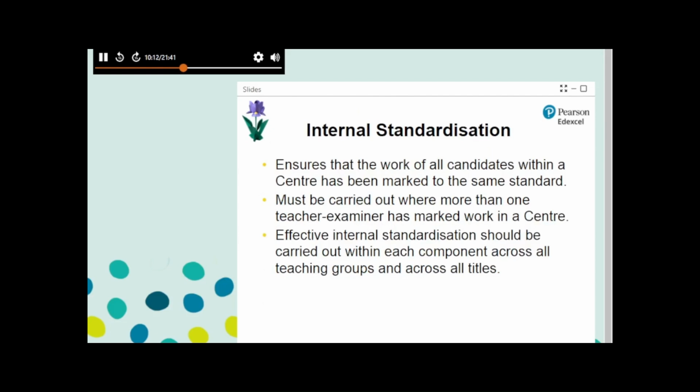Internal standardisation. Internal standardisation ensures that the work of all candidates within a centre has been marked to the same standard. It must be carried out where more than one teacher examiner has marked work in a centre. Effective internal standardisation should be carried out within each component across all teaching groups and across all titles.